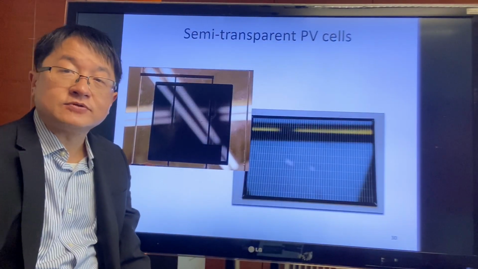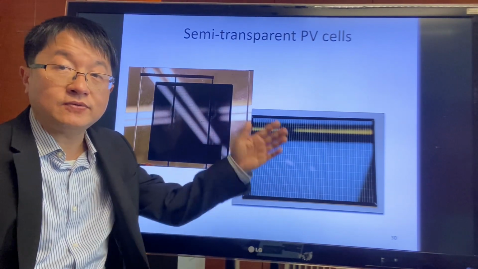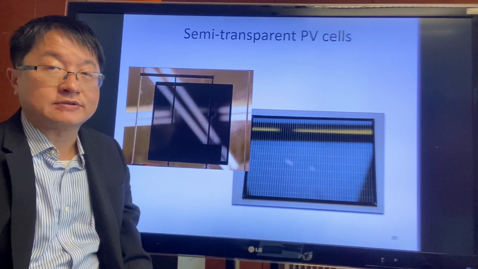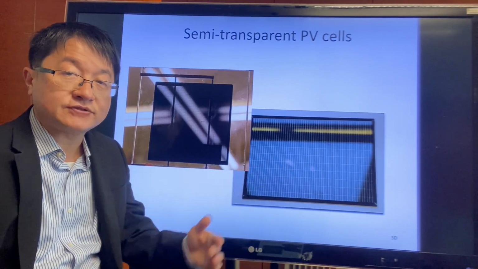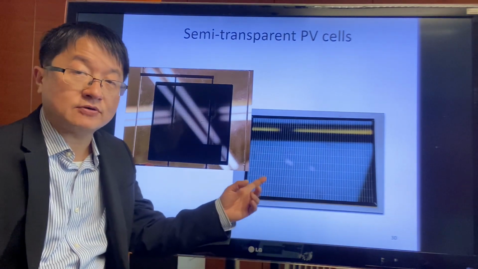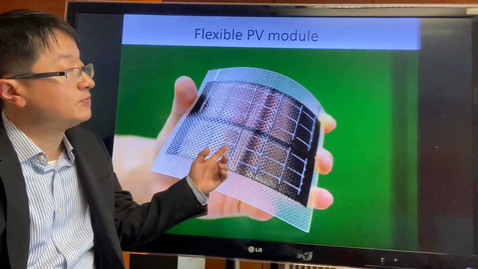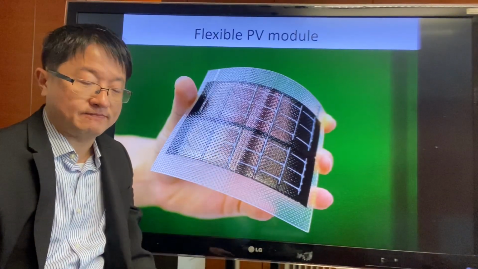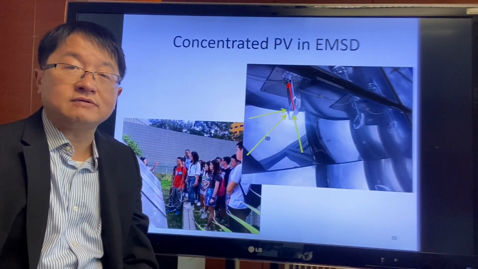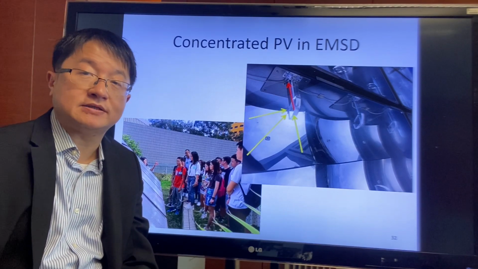And there are some transparent PV panels which are suitable for the installation in the window or in the rooftop, so that sunlight can still pass through and luminize the room, at the same time also capture electricity. And there are some flexible modules that you can bend the PV module. And in Hong Kong, there are some special types of PV panel installed in some locations.